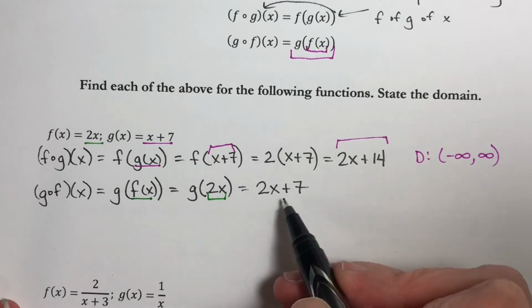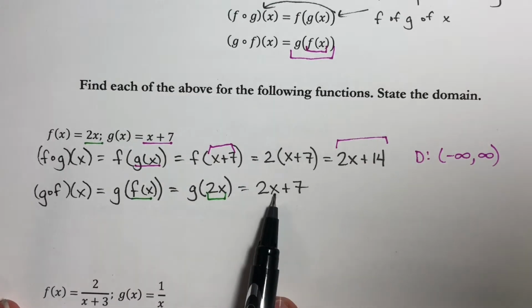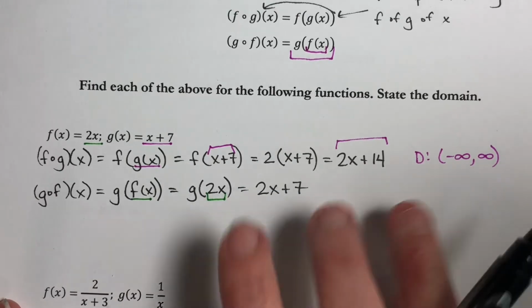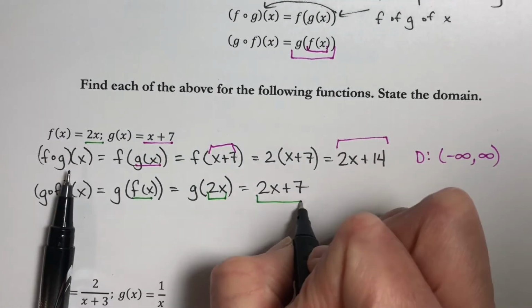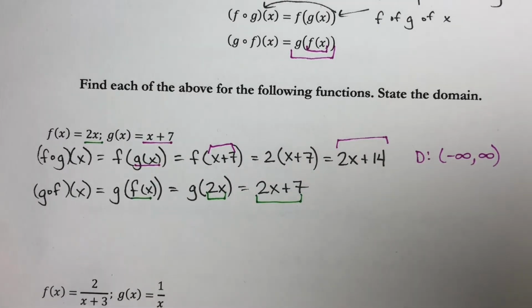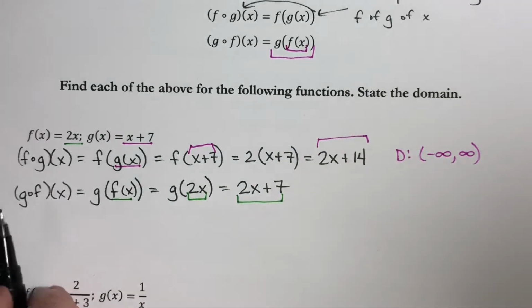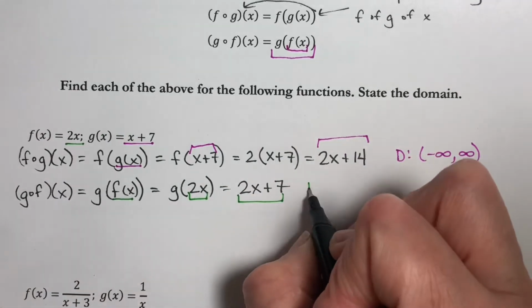They're kind of similar, but this one did not require a distribution, and this one did. So you can see that the two things are different. And now I look here to see if there are any new issues, and there are not. So this domain is also all real numbers.